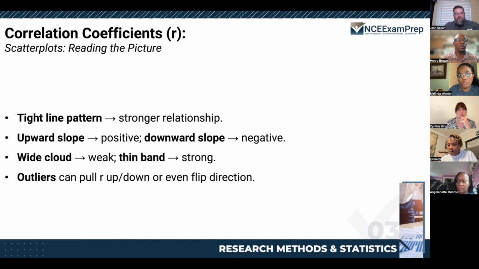Okay. We're going to look at some examples of these here in just a minute. If there's a wide cloud, like they're all scattered all over the place, then that's going to be really weak. Whereas if there's a thin band, like I said, that's going to be strong. If there's outliers, like maybe there's a really thin line, but there's one random person here, that's going to pull the correlation coefficient either up or down or even flip the direction, right?